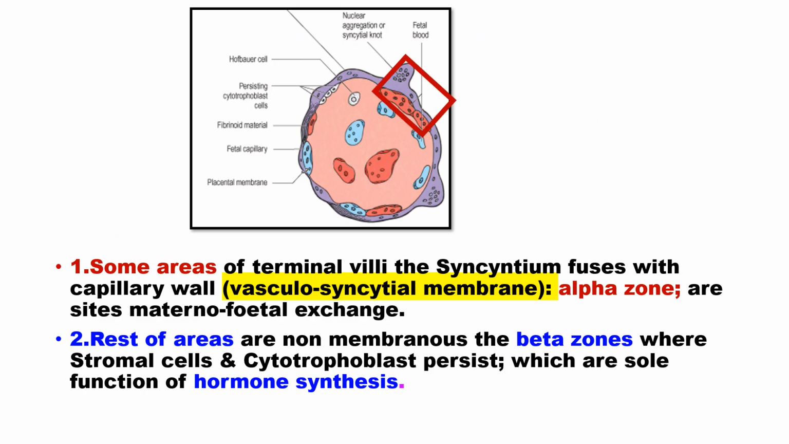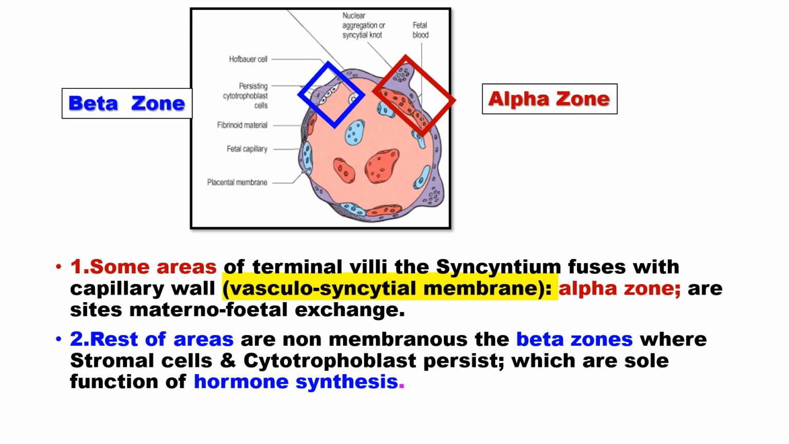In some areas of terminal villi, the syncytium fuses with the capillary wall, and this is the vasculo-syncytial membrane. These areas are known as alpha zones, the sites of materno-fetal exchange. The rest of the areas are non-membranous. They are the beta zones where the stromal cells and cytotrophoblast persist, whose sole function is hormone synthesis.